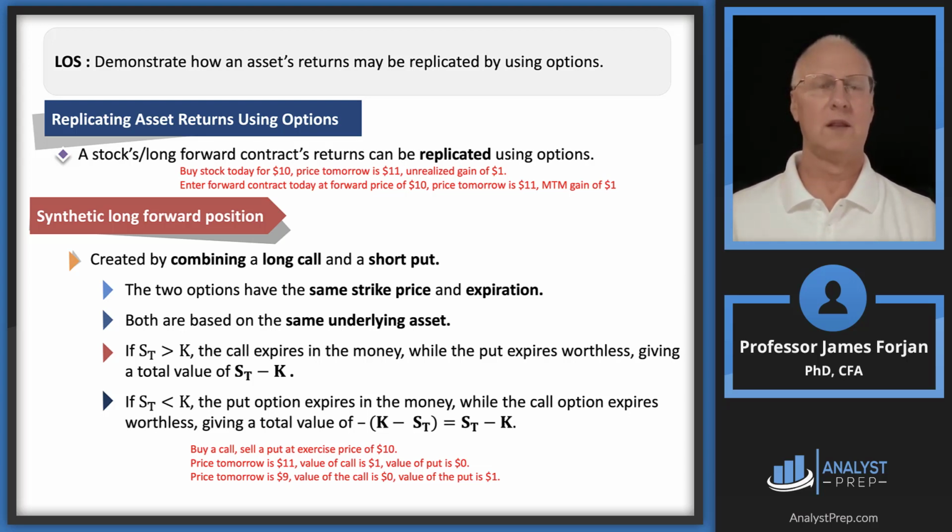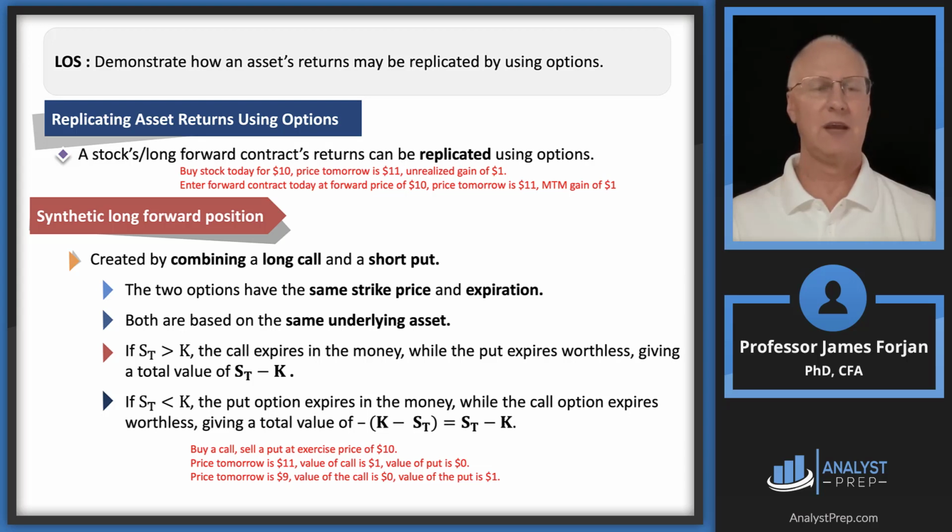So this is the way the learning module proceeds. So we're going to replicate asset returns using options, right? So let's take a look at a stock, or a forward contract, the long position in a forward contract, and how these returns can be replicated using options. So look what we've done in the red there. Let me just give you a super simple example. You'll get this even if you haven't paid any attention to anything we did in level 1 or level 2.